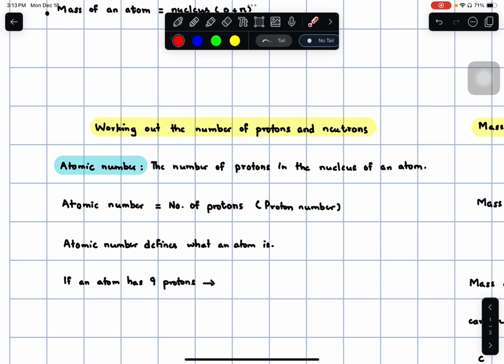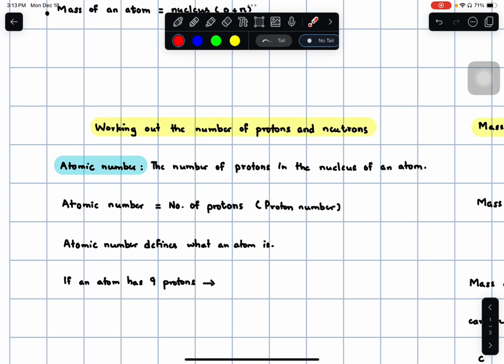Let's learn how to work out the number of protons and neutrons. There are two terminologies that you need to be familiar with before we talk about this. The first is the atomic number. The atomic number means the number of protons in the nucleus of an atom. It means how many protons there are. So the atomic number is equal to the number of protons, and that is why sometimes it is also called the proton number.